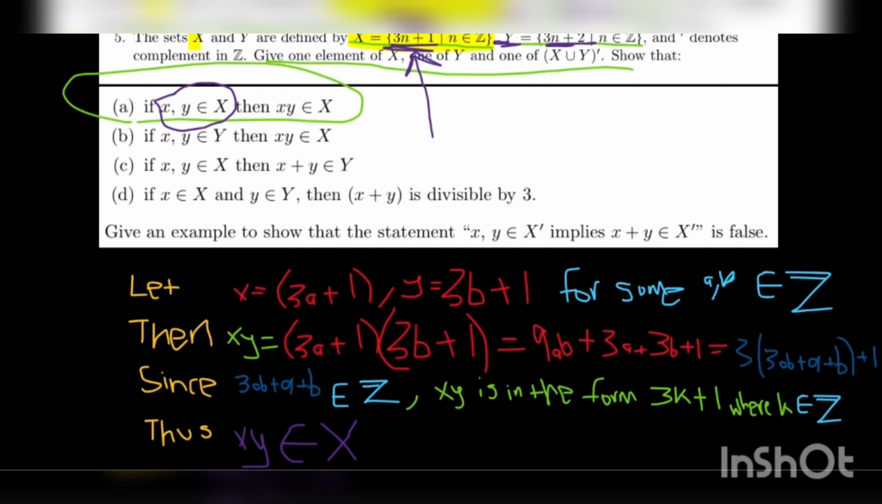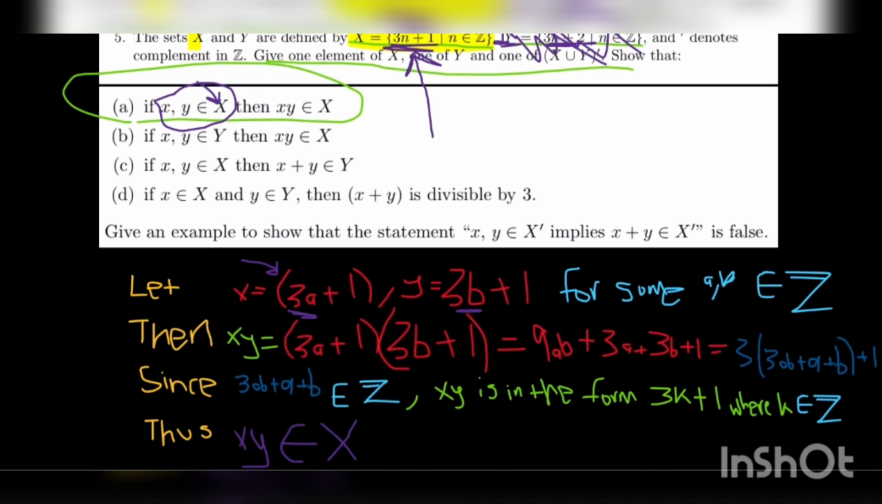We don't use y. So I'm going to cross out y. Don't worry about y. It's gone, because they told you that it's an element of X. So you go 3a. Instead of using n, I put a, and I went 3b. Don't worry about those brackets in here. That's just supposed to come in the second step. So anyway, x equals 3a plus 1, and y equals 3b plus 1.